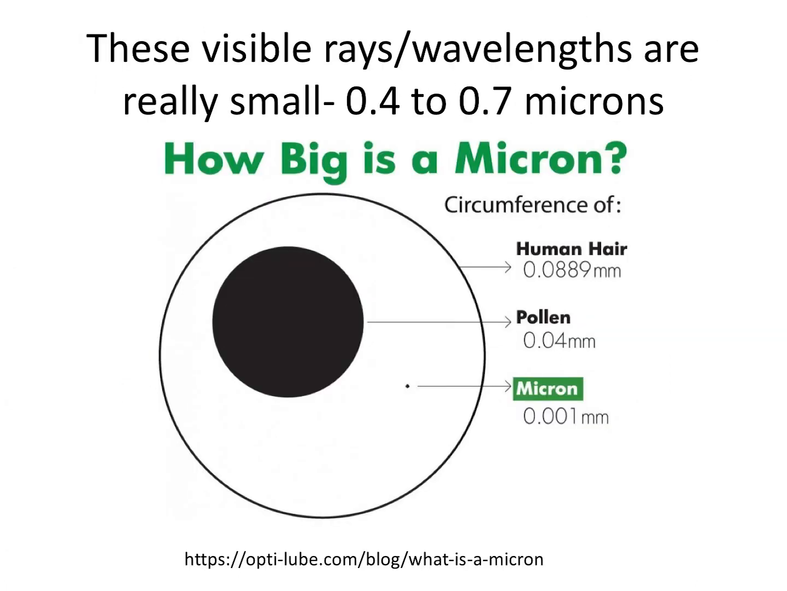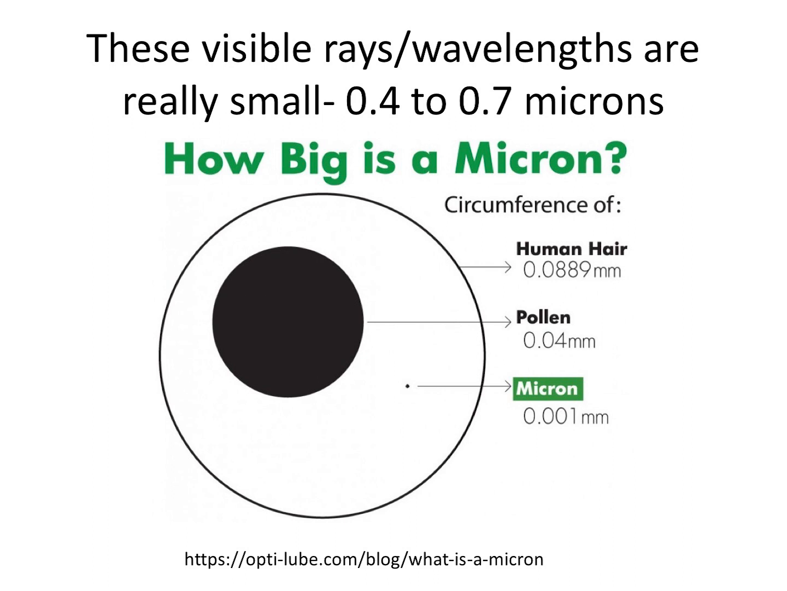Now we can talk about microns and say they're really, really small, but to try to give you a visual, if we blew up a human hair to the size of that big circle that you see there, a pollen grain would be the size of that dark circle, and a micron would be that little dot. So these wavelengths are incredibly small, really, really tiny.